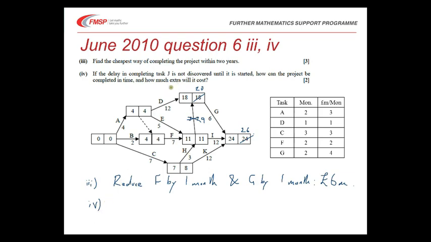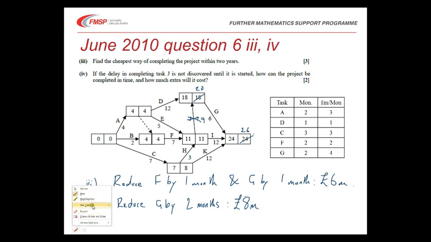In part 4, you're then asked if the delay in completing task J is not discovered until it started, how can the project be completed in time and how much extra will it cost? Well, if we don't discover until we start J that it's going to run on, our only option is to reduce G by 2 months. And if you got that correct, that will cost us £8 million.